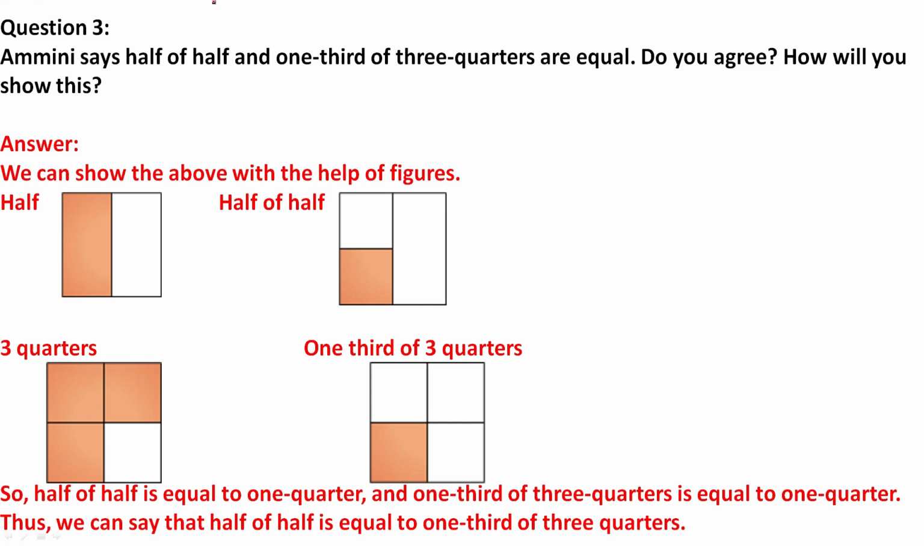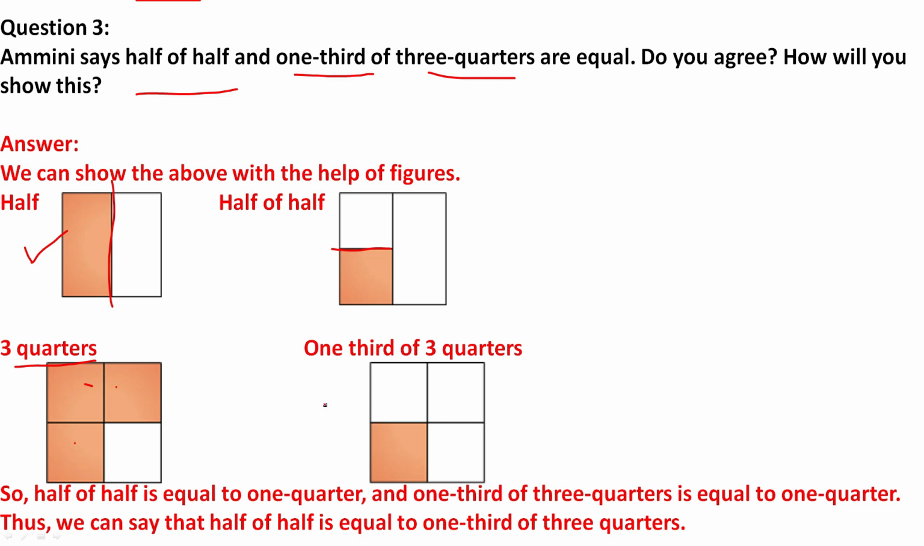Amini says half of half and 1/3 of 3/4 are equal. Do you agree? Now we can show this with the help of a figure. This is half. The square is divided into 2 equal parts. Half of half, so again we are dividing. Second, 3/4: 1, 2, 3, this is 3/4.